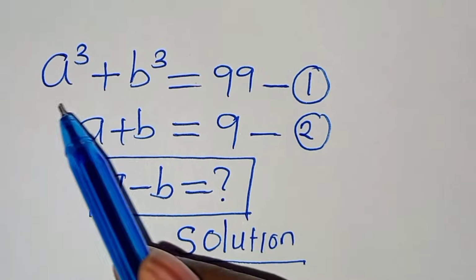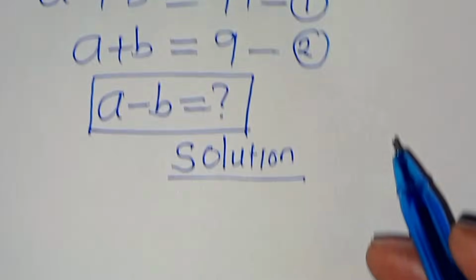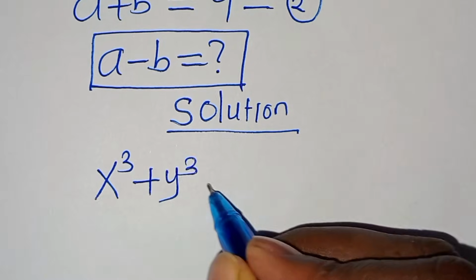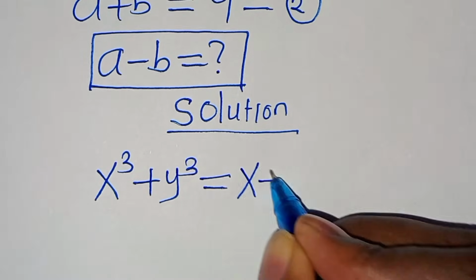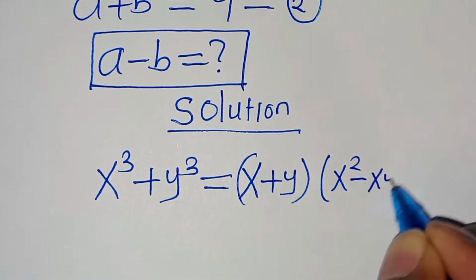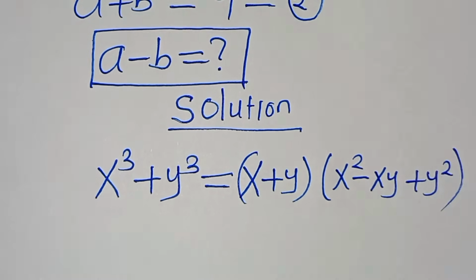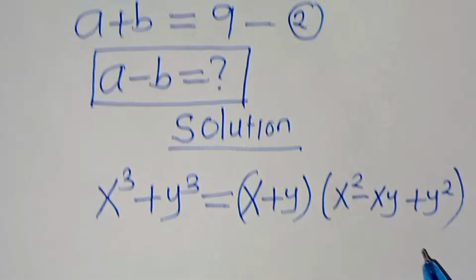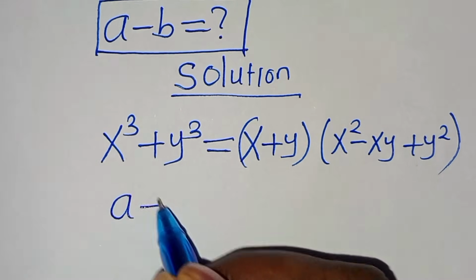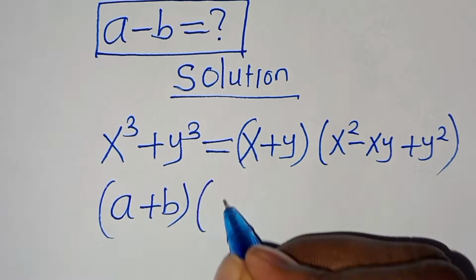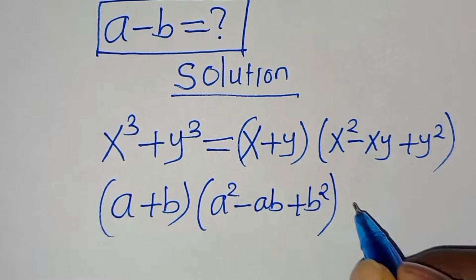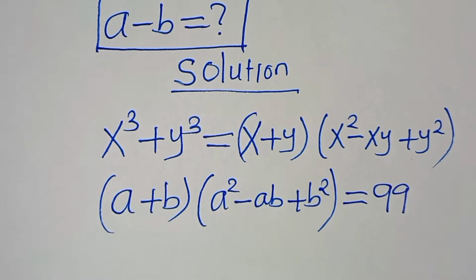From equation 1, which is a to the power of 3 plus b to the power of 3, this is in the form of x to the power of 3 plus y to the power of 3, which we can express as x plus y times x squared minus xy plus y squared. This is the sum of two cubes, and this means that a to the power of 3 plus b to the power of 3 can be expressed as a plus b times a squared minus a times b plus b squared. This is equal to 99.